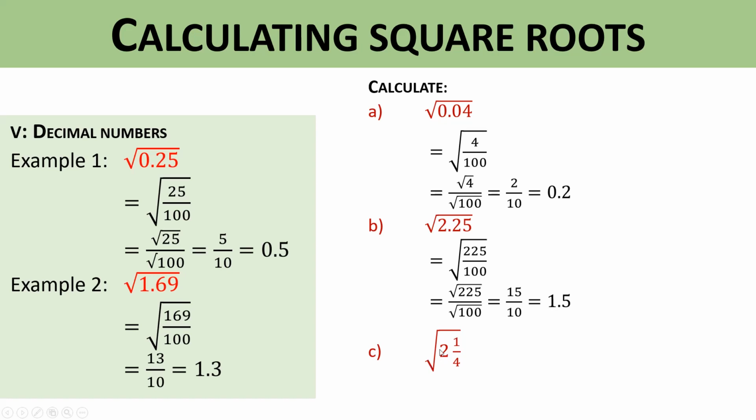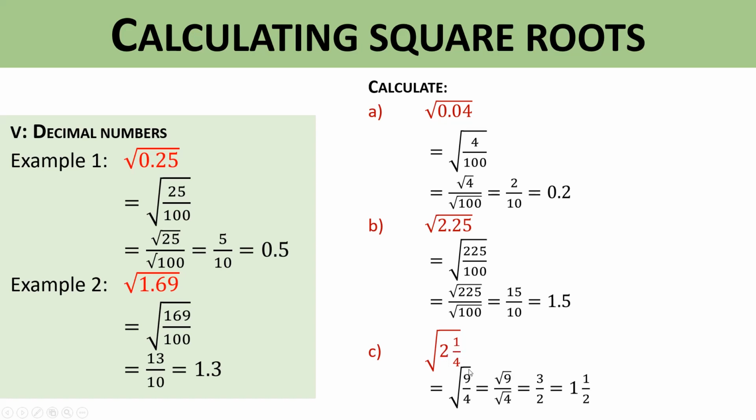As a final example, the square root of 2 and a quarter, so 2 and 1 over 4. There's two ways you can do this. You can say, okay, so this is actually the same as the square root of 2.25. So I can just do this again. Or what you can say is I can turn this into an improper fraction. So I can look at this 2 and see that 2 is actually the same as 8 over 4. So I have 8 over 4 and 1 over 4.